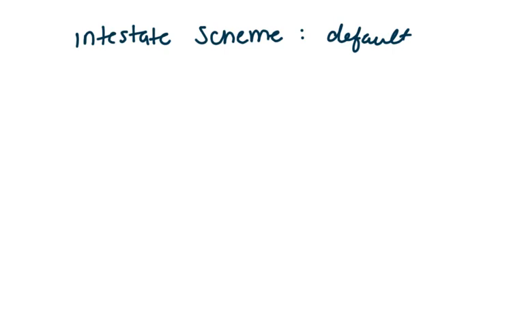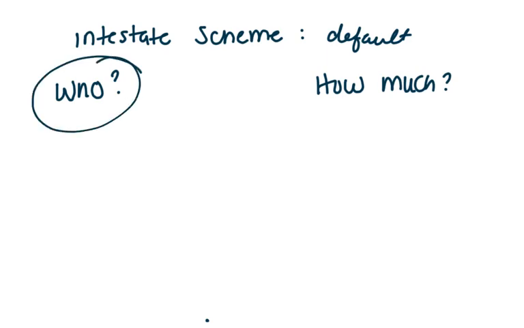It may help you remember these rules if you understand the philosophy behind most intestate schemes. You see, intestate schemes were meant to mimic what a typical decedent would have wanted. It is the presumed intent of the decedent. So generally speaking, these intestate schemes help the court determine two primary issues. The first is who gets the decedent's property. And the second is how much of the decedent's property does that person get? First, we're going to talk about who.